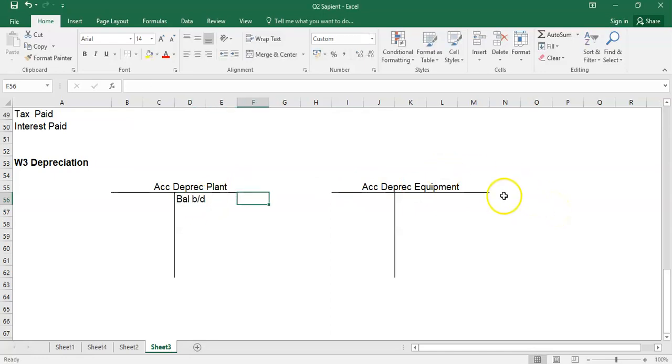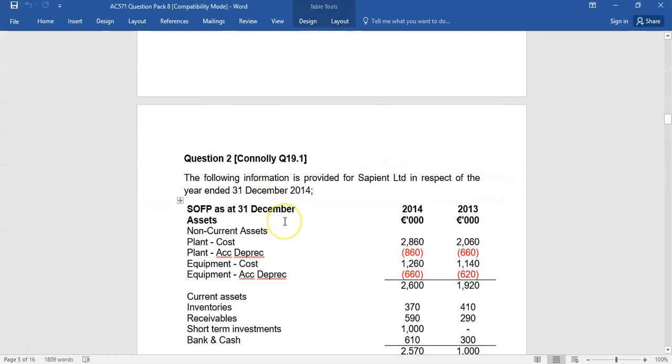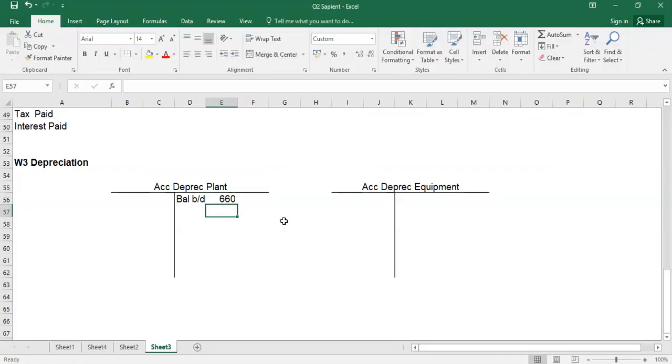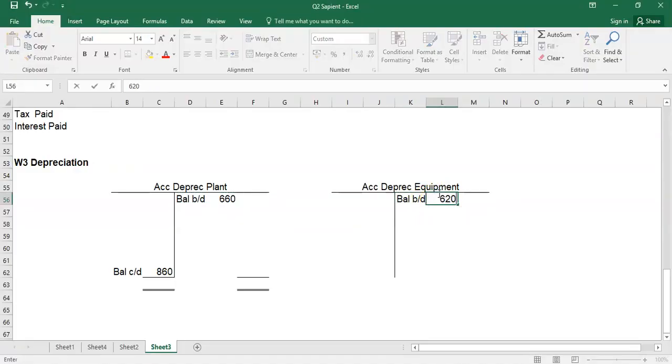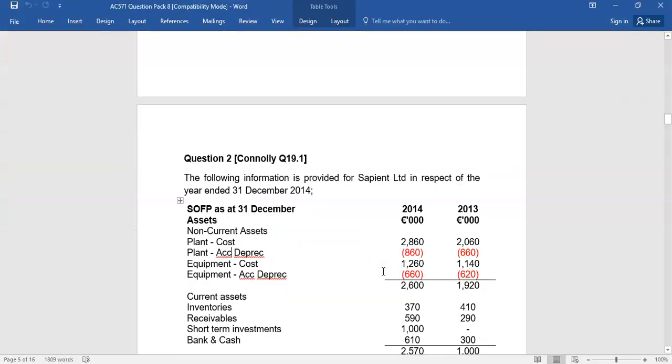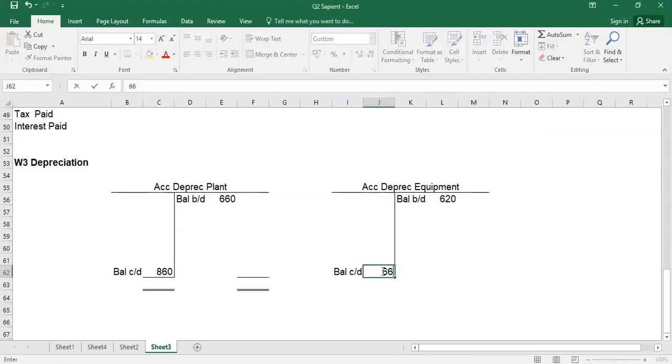On the credit side, your balance brought down for plant, 660. And then you have balance carried down for plant at the end of the year, 860. So that's what it's going to look like in terms of T account, if you remember back. And then over here, you have a balance brought down as well for equipment, which is 620. And you have a balance carried down at the end of the year going forward, which is 660.